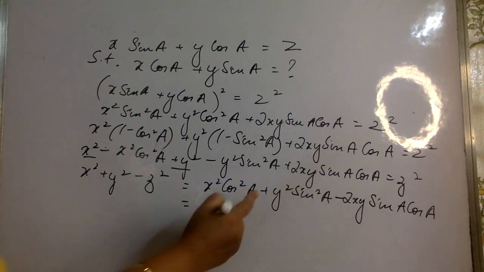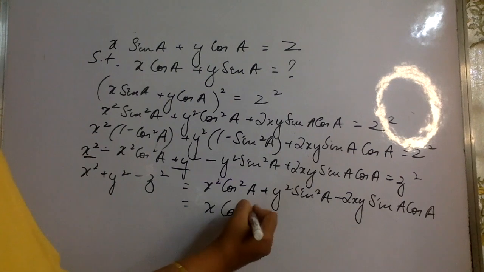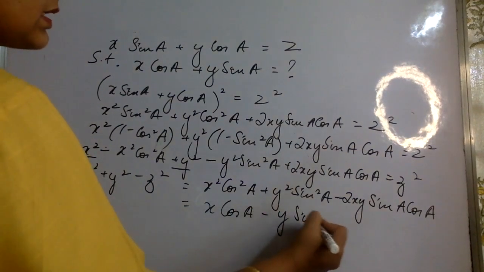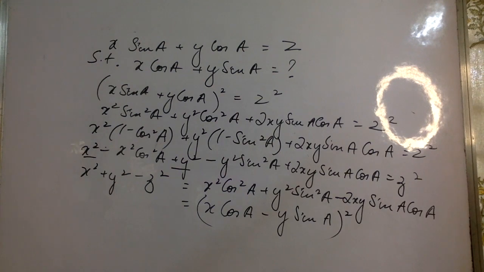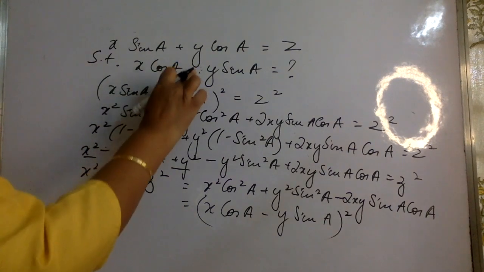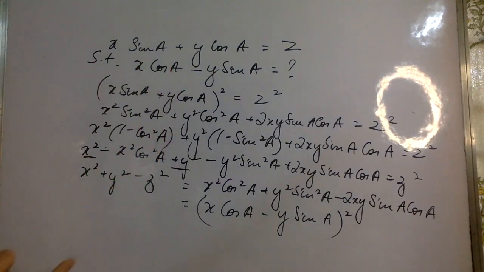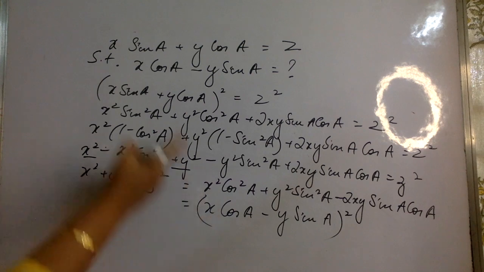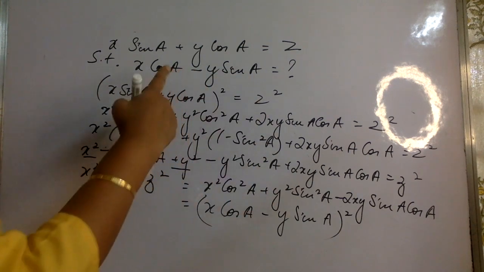So here if you see, a square plus b square minus 2ab gives me x cos a minus y sin a whole square over here. Sorry, by mistake I wrote plus, this has to be minus. So here now, if you see, this is matching with this, x cos a minus y sin a, it is matching.